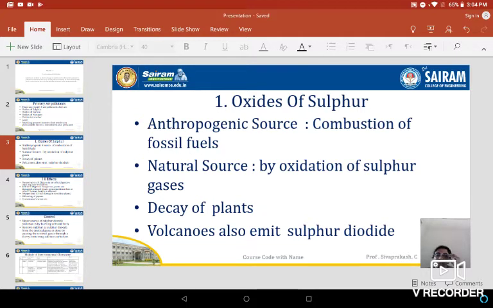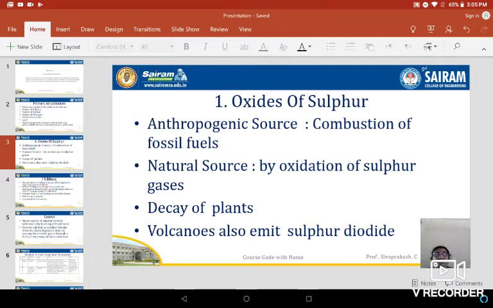Sulfur enters the atmosphere by natural sources and also by anthropogenic sources. What is an anthropogenic source? Anthropogenic source means man-made sources. The sulfur which is coming out from all man-made activities is called anthropogenic sources, which is mainly due to the combustion of all the fossil fuels.